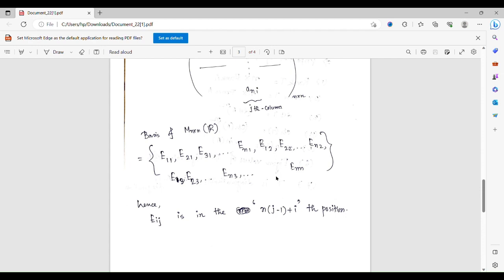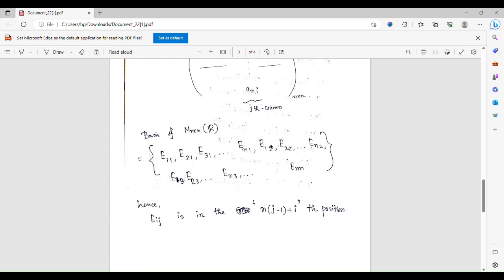Okay, so T of E11 is basically a linear combination of these matrices, and the coefficients of that combination must be our first column, right? Now T of E21 is also a linear combination of these matrices, and this will be our second column. Similarly, T of En1 will be our nth column.